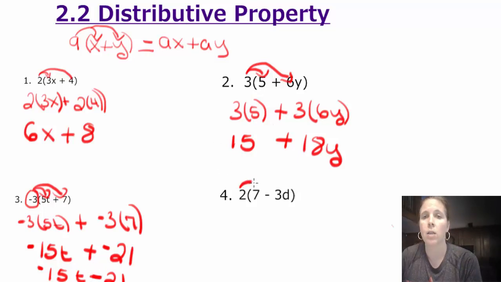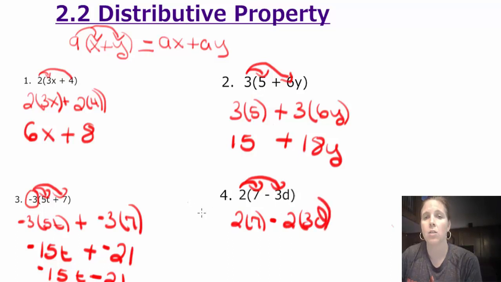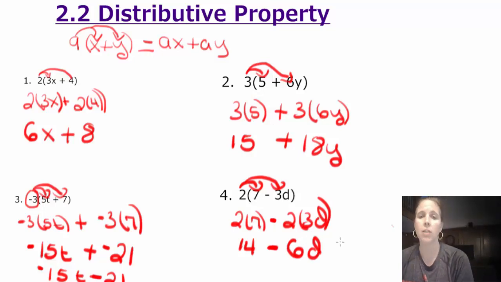Number 4. 2 times 7, and then you can bring this minus down. 2 times 3d. So 2 times 7 is 14, minus 2 times 3d is 6d. Alright, and you're done. You can just leave that minus right in there. Okay, like I said, eventually you'll get to be doing so many of these, you can cut this out, and you would just get 15 plus 18y. But for now, let's write them.